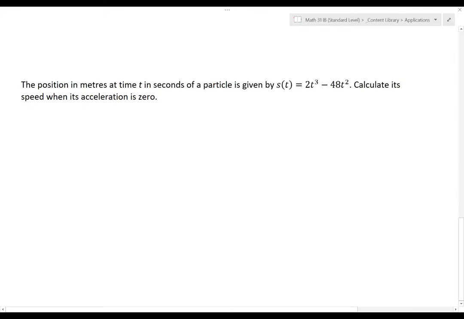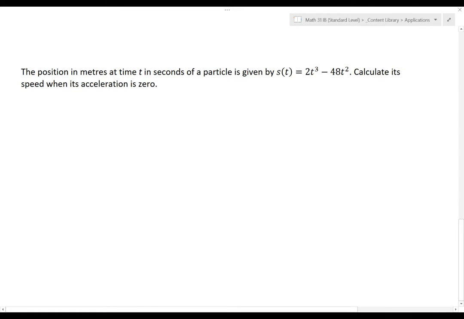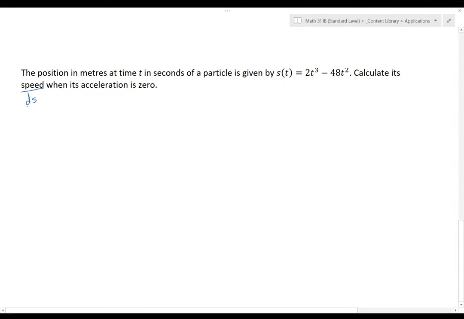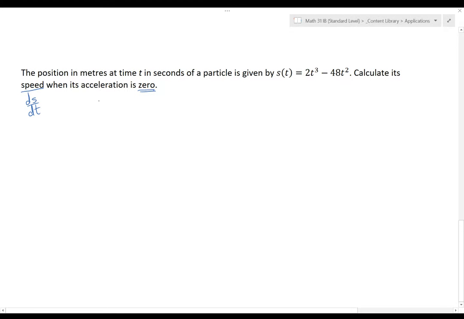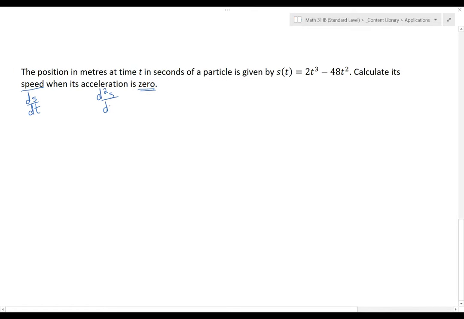So let's look at another example here. The position in meters at time t in seconds of a particle is given by this function here, and we want to calculate its speed. So in other words, ds/dt, the change in its position over time, when its acceleration is 0. That's at a particular moment, so this is an instantaneous speed. But acceleration is going to be the second derivative of position with respect to time. So I want to first figure out when is its acceleration 0 and then go backwards to figure out speed. But to answer this question, I'm going to need the first and the second derivative.